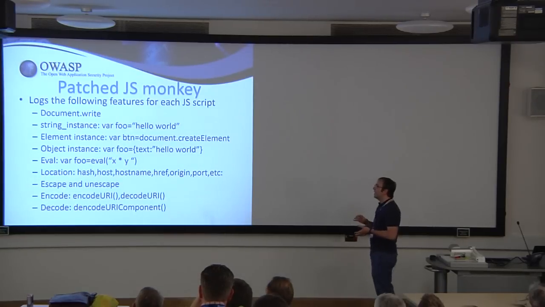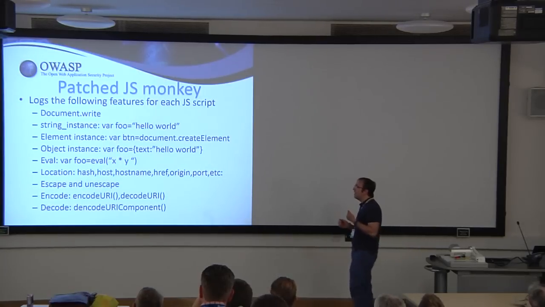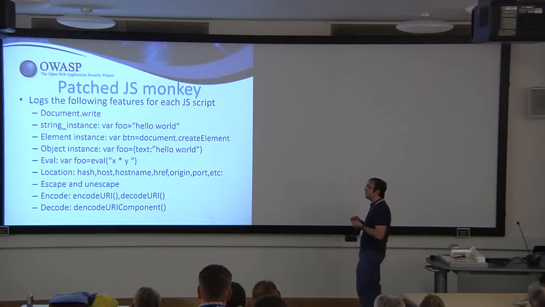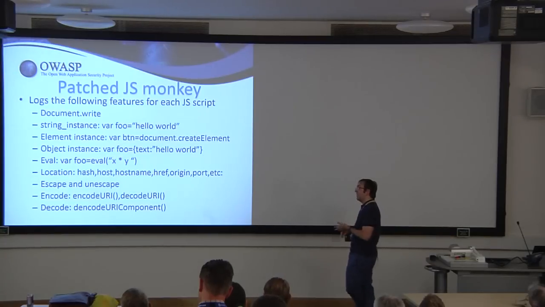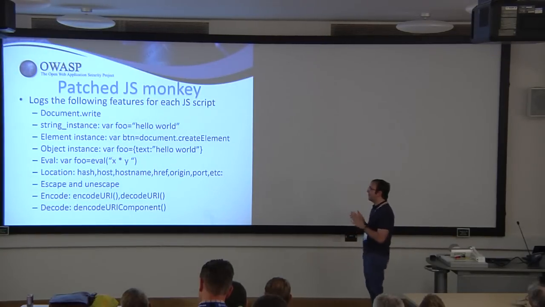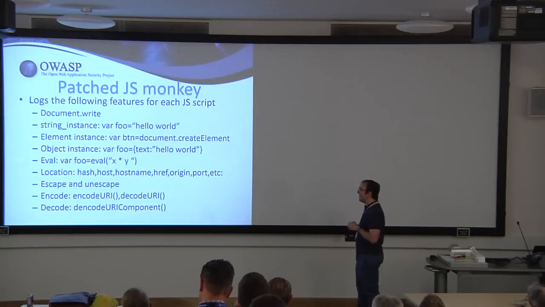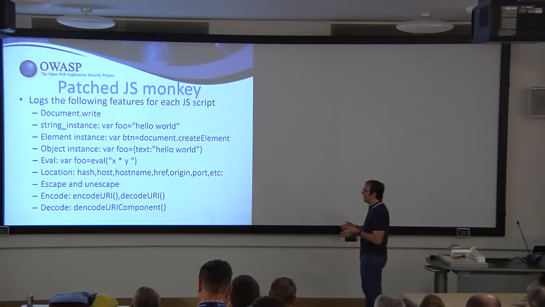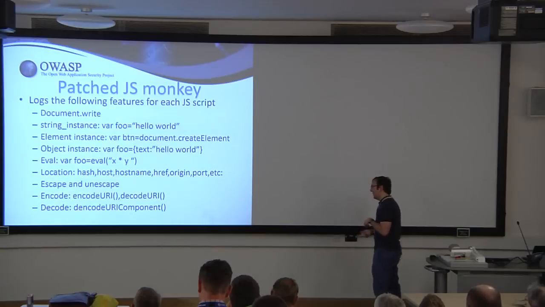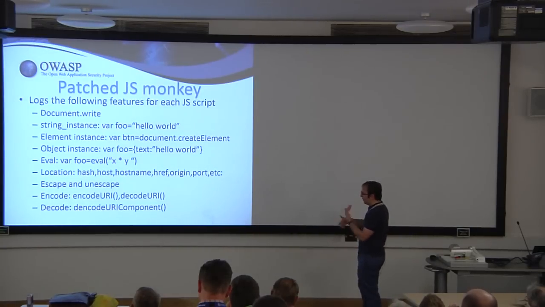From a security perspective, I was very interested to know, given a JavaScript source or file, how many document writes were executed on that particular code, how many string instances were created, how many element instances were created, how many object instances, how many evals, and how many location operations were done. Location is things like host, hash, hostname, href, origin, port. Also how many escapes and unescapes were executed, how many encodeURI and decodeURI, and how many decodes from the component perspective.